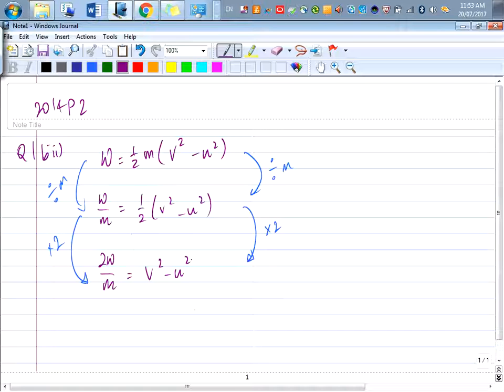Okay, this is the first area where I see some difficulties that you all have. Whether you should divide by 2 or times 2. Divide by half or times 2. So I recommend that you choose to multiply by 2 instead. So the next step, we want to make what the subject? U. So rearrange them. You will end up with U square equals to V square minus 2W over M.